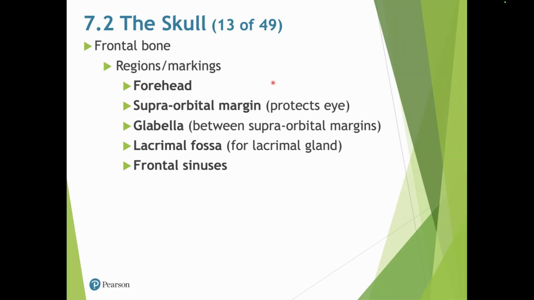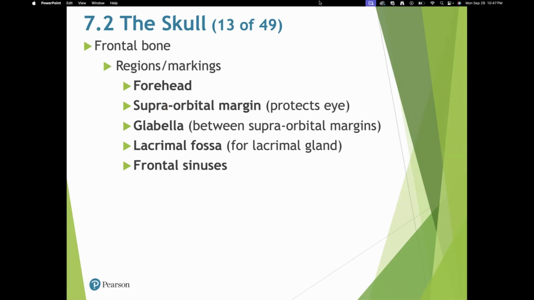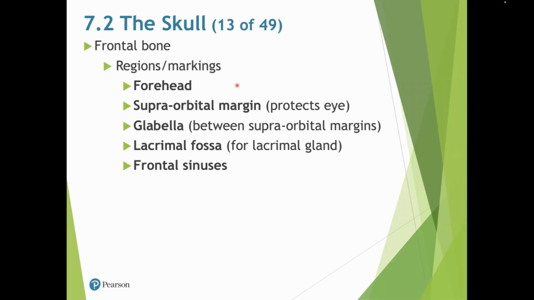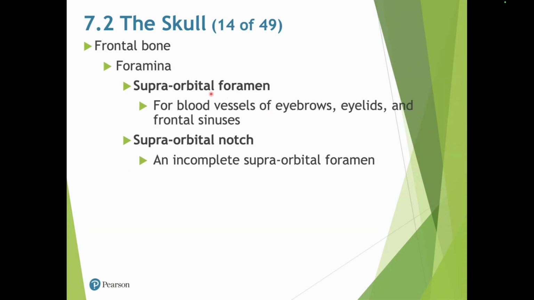The supraorbital margin, which is going to protect the eye, glabella, which is between the supraorbital margins, lacrimal fossa for the lacrimal gland, and the frontal sinuses. So the foramina that you're going to find there are going to be supraorbital foramen, i.e. foramina, right? For the blood vessels.